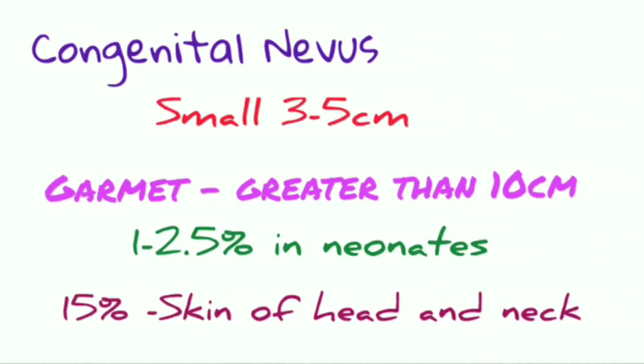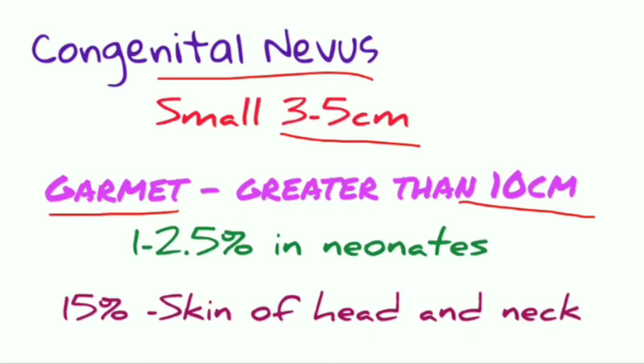When we talk about congenital nevus, it is small in size, around 3 to 5 centimeters in diameter. One of the types of congenital nevus is the giant nevus, which is greater than 10 centimeters. It is seen in 1 to 2.5% of neonates, and 15% of cases involve the skin of the head and neck.